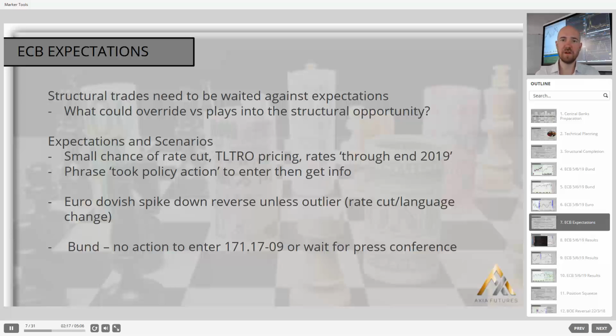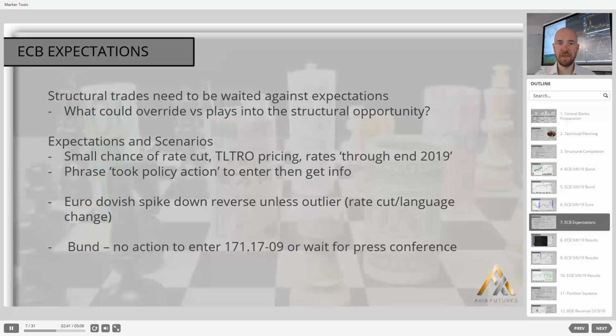The other thing to be looking for, and this goes back to the examples that we talked about when they first instituted QE, the phrase "took policy action" is very, very key. If this comes out at the beginning of the decision, that gives you a very strong clue that the ECB has taken some action. This then means that a trade can be taken on this.